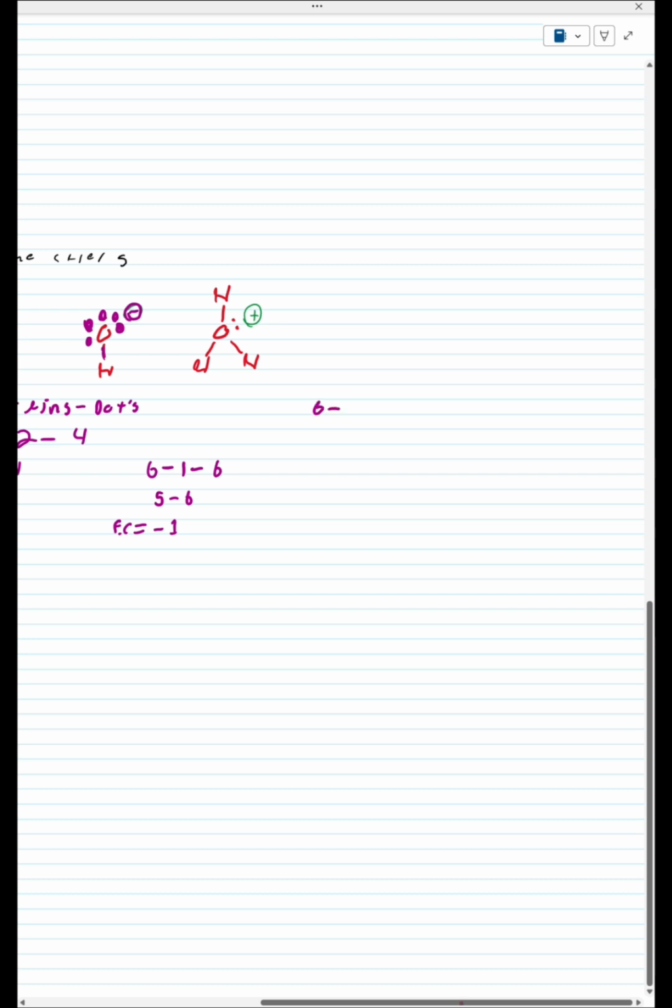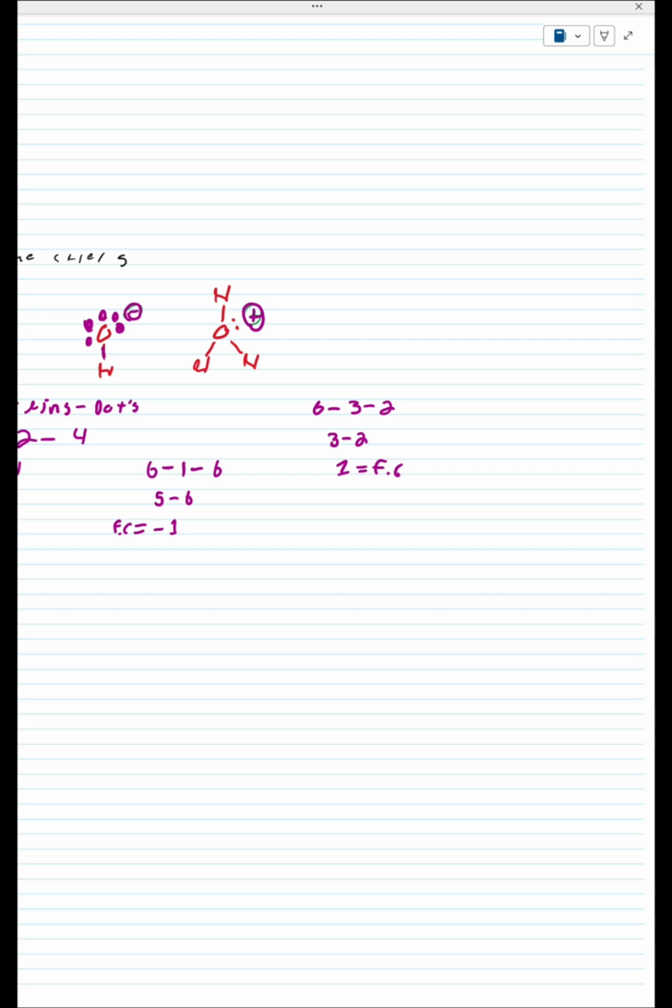The last one, self-explanatory, 6 minus 3 minus 2. 6 minus 3 is 3. 3 minus 2 is 1. So a formal charge of +1. And this can be done for any of them.